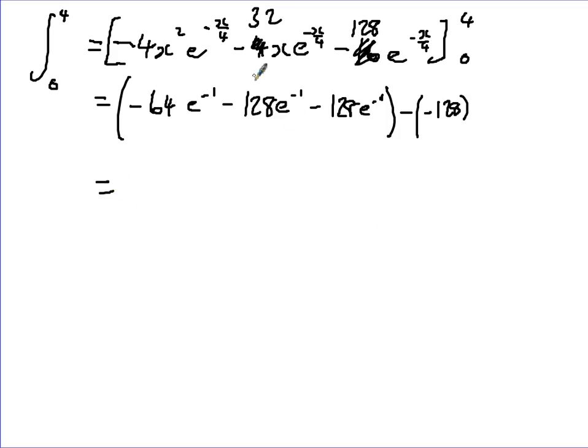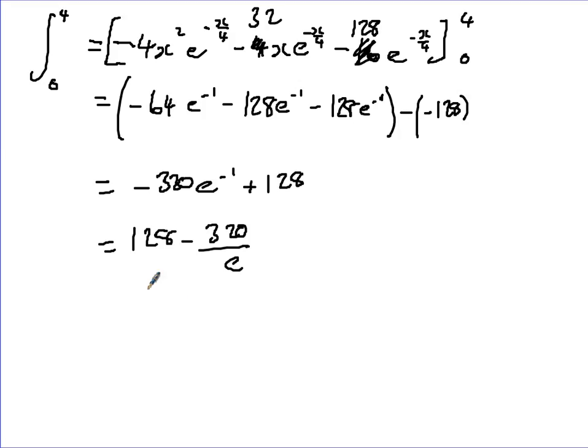Right, okay, we've got a lot of minus e to the minus 1s here. So we've got 64, minus 128, another minus there. So if we take them all off, that'll give us minus 320 e to the minus 1. And then we've got minus and minus there, which is a plus. So that'll give us 128 minus 320 over e. And you get there. Then the region is bound.